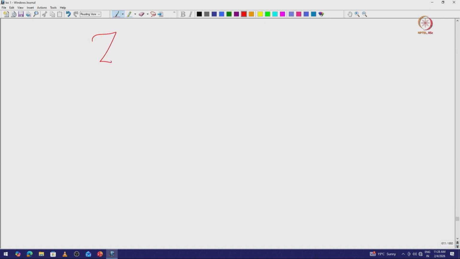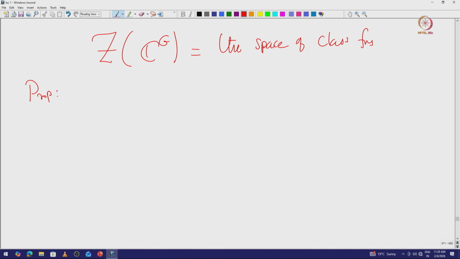So, the notation Z(CG) is the space of class functions. Like I said, we use this notation Z to indicate that this space is indeed the center of CG. So, that is what happens. Let me write it as a proposition. The proposition is that this Z(CG) is the center of CG. When I say CG, I am talking about the convolution product.